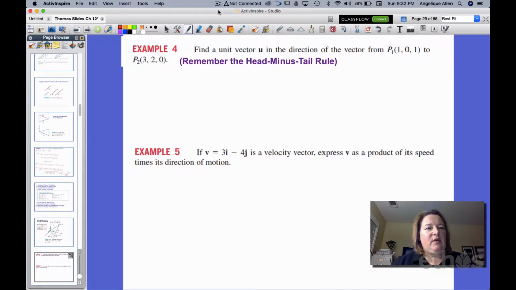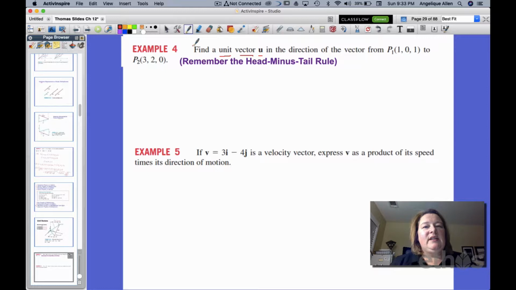Say a few words before you hit pause to try this on your own. They have asked for a unit vector u in the direction from P1 to P2, and we haven't learned how to do that officially yet. I'm going to challenge you to figure that out on your own. I will address it in my solution.